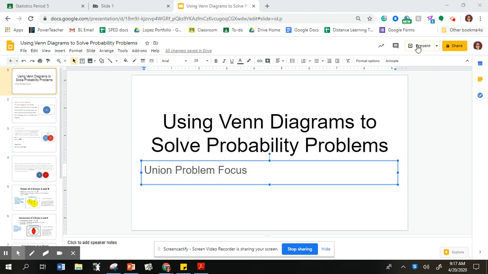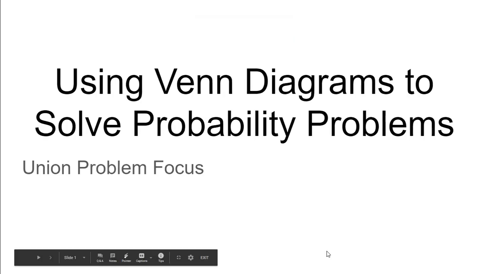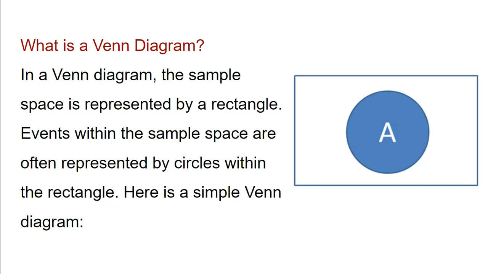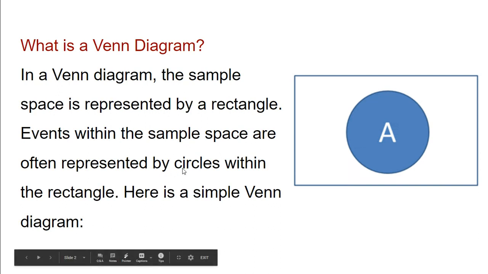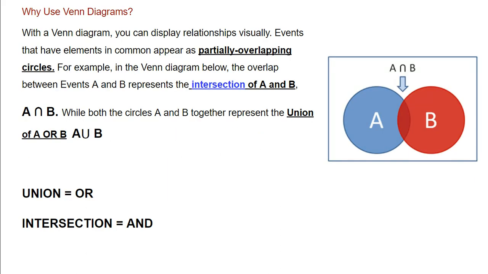So what we're going to be doing is talking about how we can better use our Venn diagrams to help us understand what we're actually looking at. In layman's terms, a Venn diagram is usually represented by the rectangle. That's what we call the universe. It's like the world that the Venn diagram lives in. The events within the sample space are represented by the circles within the rectangle. If I have sets A and B, there could be two circles inside of the rectangle.